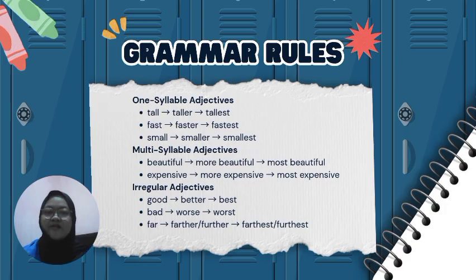Finally, there are irregular adjectives, which do not follow the normal rules. For example, good becomes better and best. Bad becomes worse and worst. And far becomes farther or further. And the superlative form is farthest and furthest. These irregular forms must be memorized because they do not follow the usual pattern.